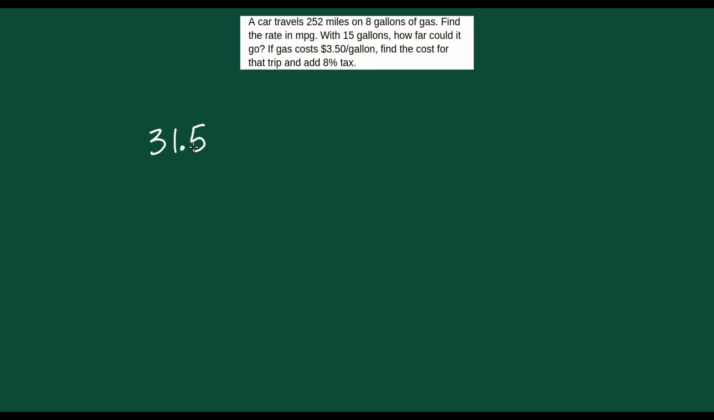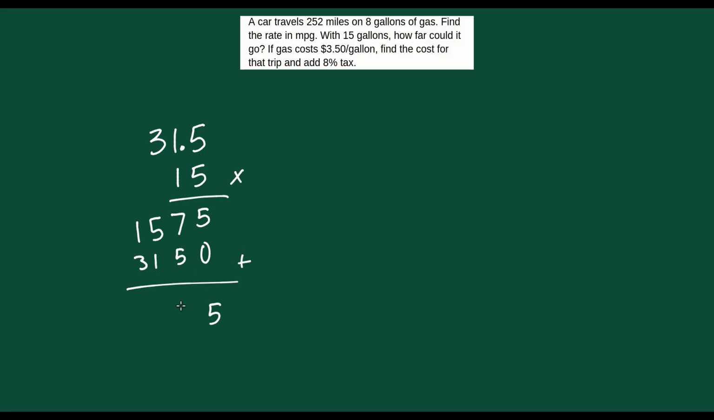Well, 31.5, that's per 1 gallon. So let's multiply this by 15. Okay, so just straightforward multiplication. 5 times 5 is 25, carry the 2, 5 times 3 is 15, plus 2 is 17. Then 1 times 5 is 5, 1 times 3 is 3, add 5, 12, carry the 1, becomes 1 plus 5 is 6, plus 1 is 7, 1 plus 3 is 4, and then 1 decimal point.